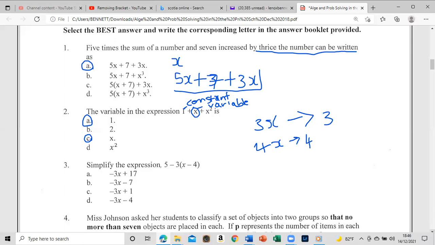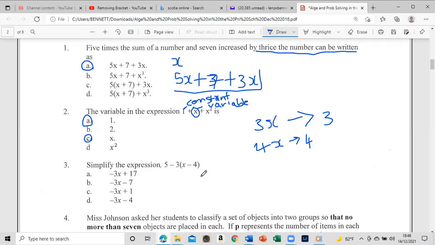All right, so real maths, you know. It says simplify the expression 5 minus 3(x minus 4), right? So we expand the bracket first. You only multiply by negative 3x minus 12. You get minus 12.